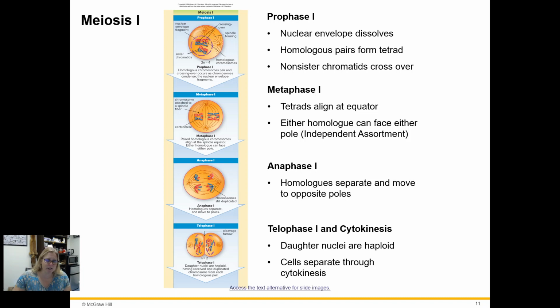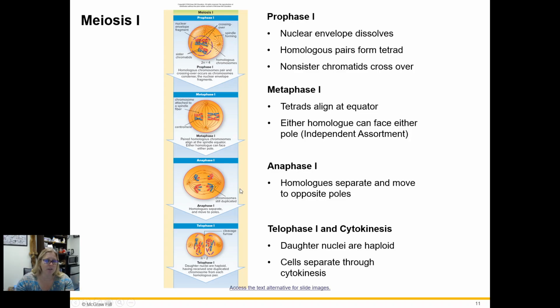That is independent assortment. So your homologous pairs are going to find their buddy, and they're going to line up in the middle, and then that middle could shift. It could be every other one is a different chromosome, like from mom or dad, and it can be all mixed up, and that's okay, as long as they're with their buddy. Because at that point, we are going to separate those homologous pairs.